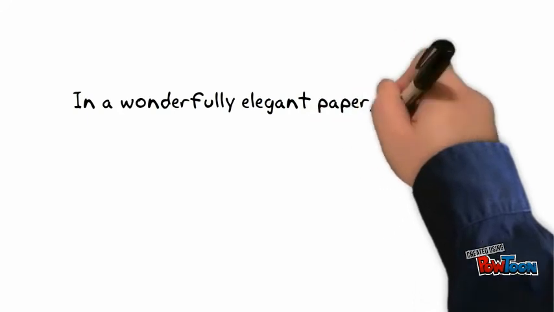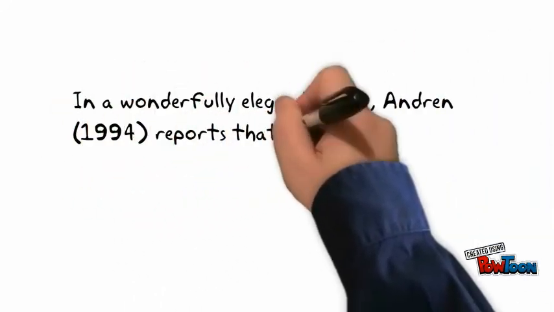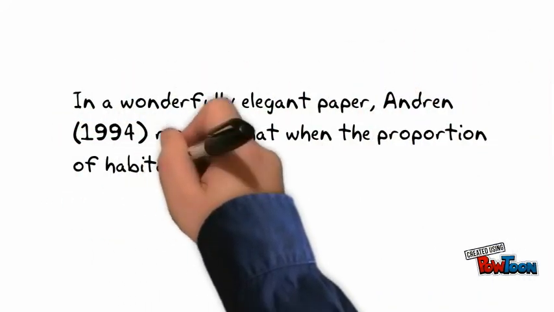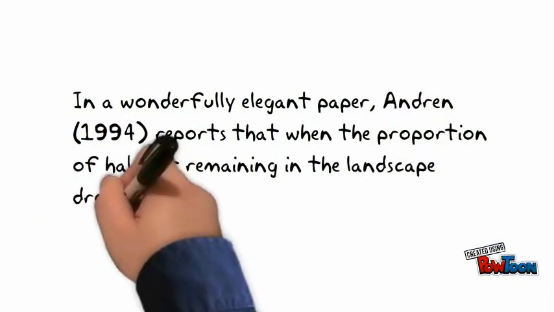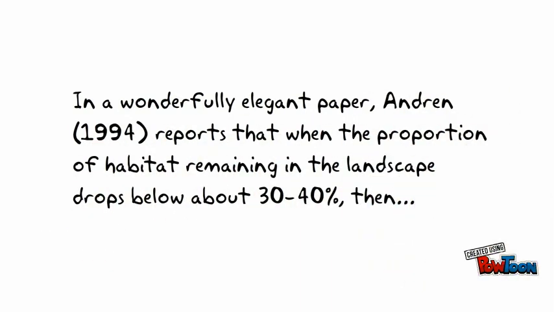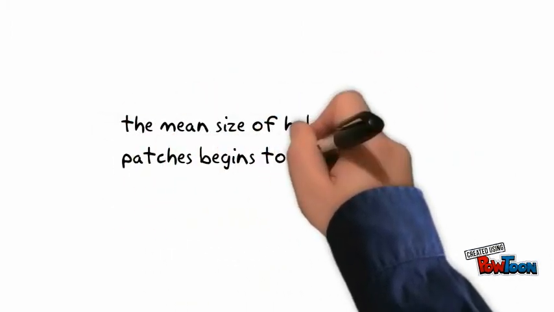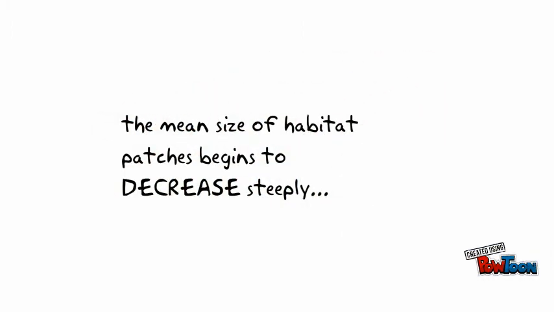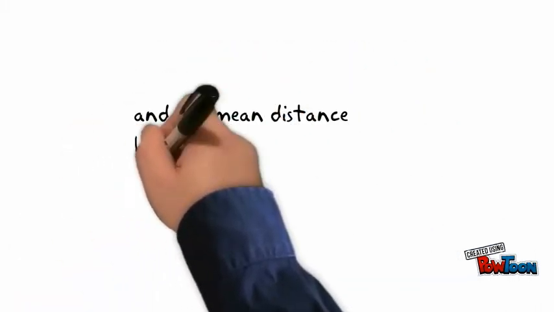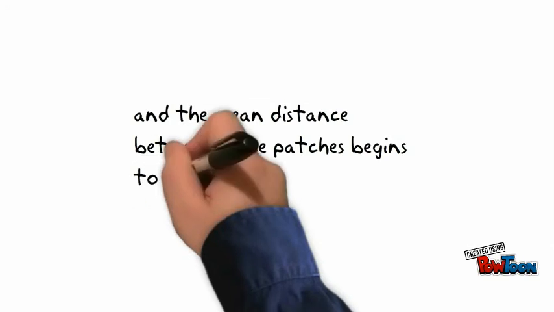In a wonderfully elegant paper, Ondren reports that when the proportion of habitat remaining in the landscape drops below about 30 to 40%, then the mean size of habitat patches begins to decrease steeply, and the mean distance between these patches begins to increase steeply.